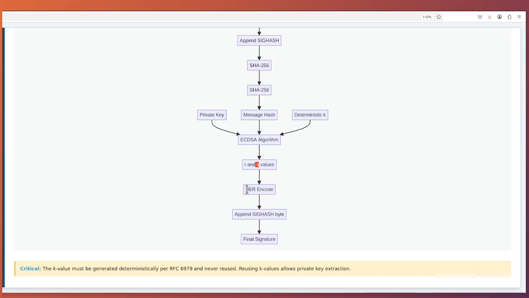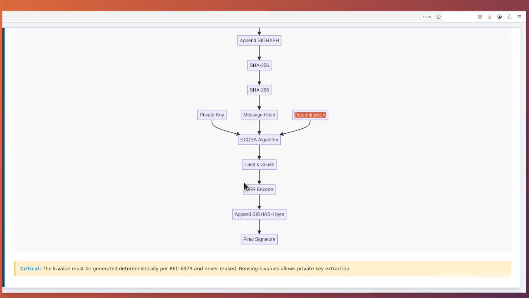The K value must be truly random and must never be reused across different signatures. If K is ever reused or predictable, an attacker can extract the private key from two signatures. This is what happened in the famous PlayStation 3 hack where Sony reused K values, allowing hackers to recover Sony's signing key. For this reason, modern Bitcoin implementations use deterministic K generation according to RFC 6979, which derives K from the private key and message in a deterministic but unpredictable way.